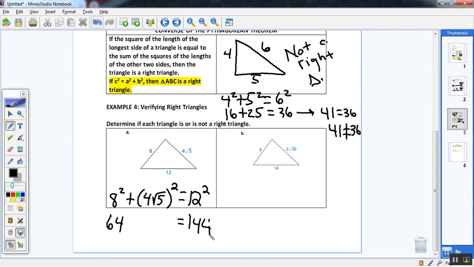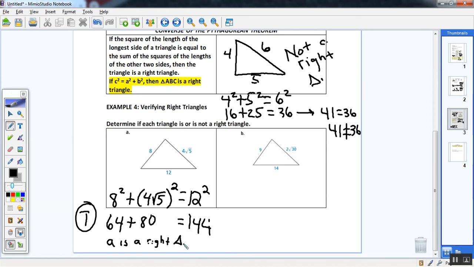So in my notes, kids, we need to write this down. Guys, does 64 plus 80 make 144? Yeah. This is true, isn't it? This is true right here. So is this a right triangle? Yeah. A is a right triangle.